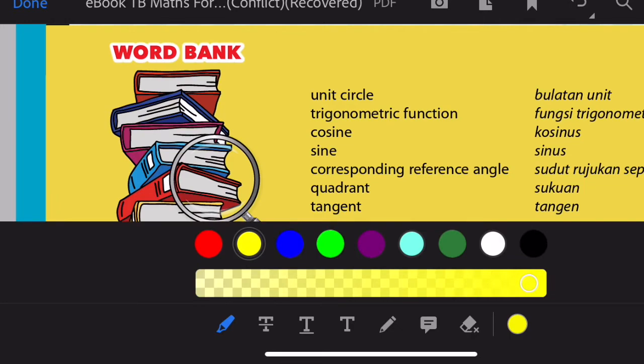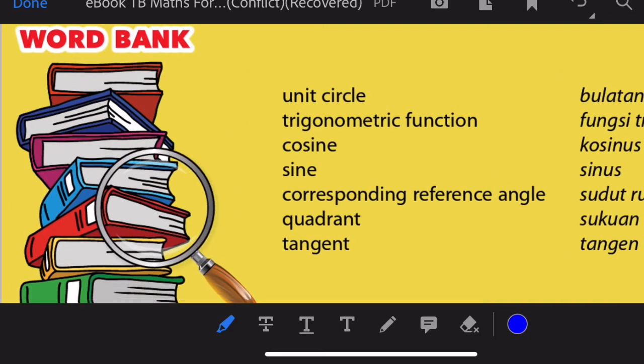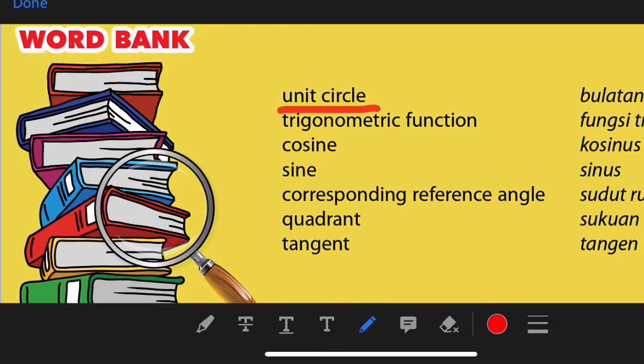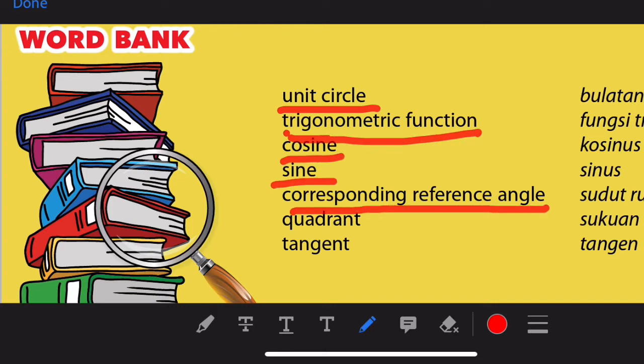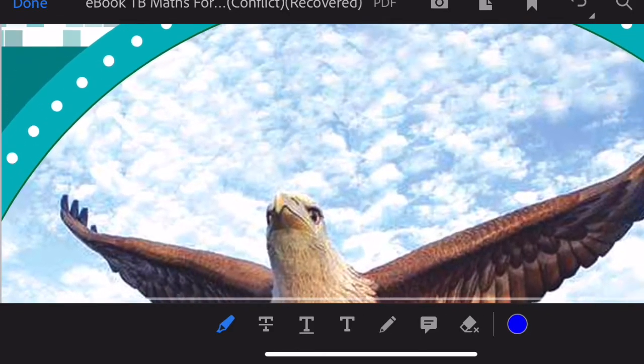For this topic, after you have learned it, you should be able to explain the meaning of unit circle. Okay, what's the meaning of unit circle? Trigonometric function, cosine, sine, corresponding reference angle, quadrant, and tangent. So these are important keywords after you study this chapter. Now let's go through the trigonometric.